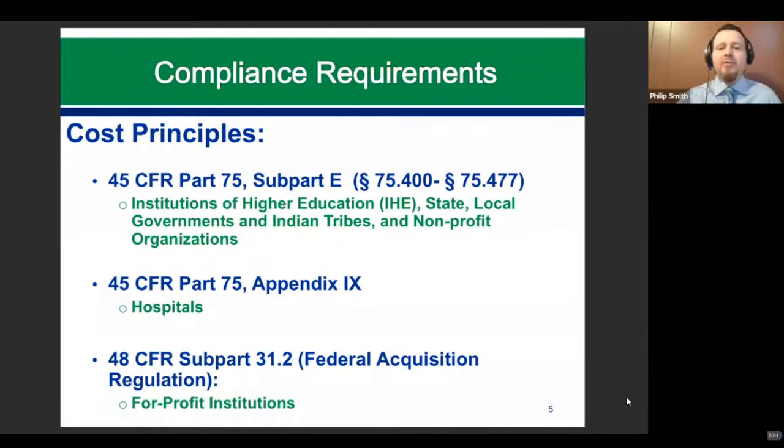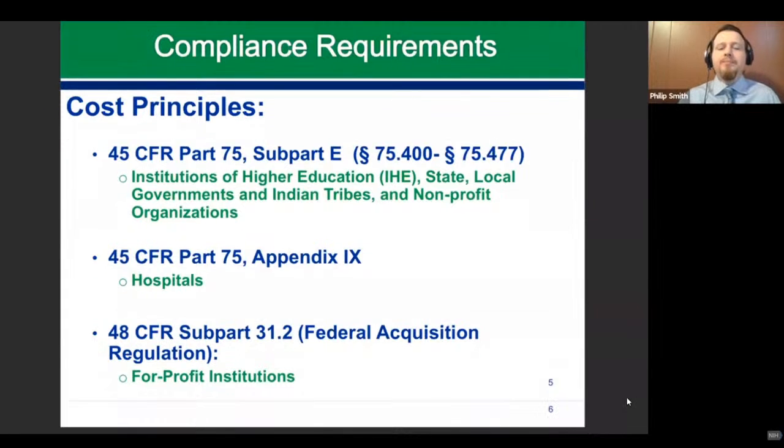When thinking about cost principles, it's important to keep in mind the 4 tests of allowability. Those tests are reasonableness, allocability, consistency, and conformance. We'll take a deeper dive into these tests later on in our presentation. So, next slide, I'm sorry.